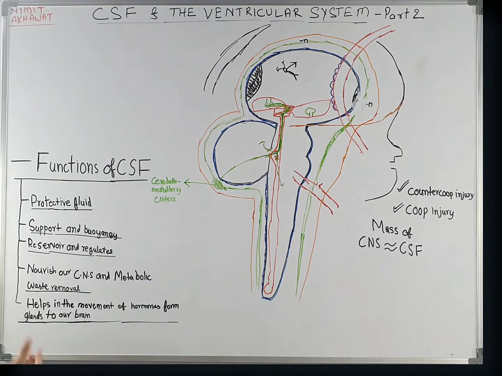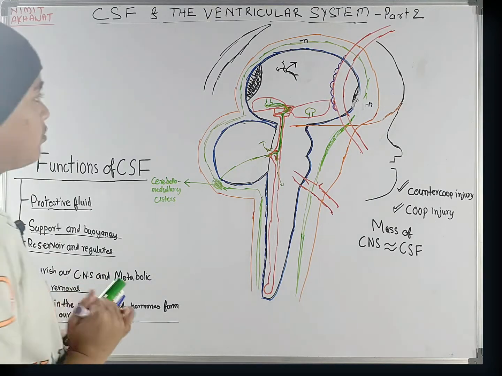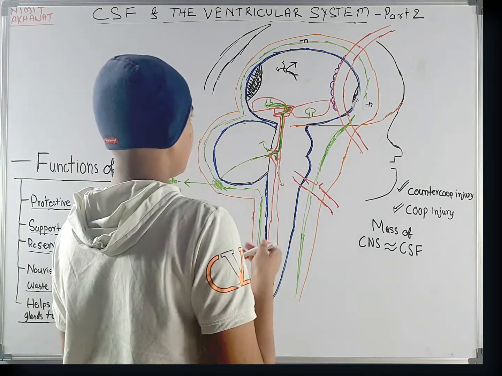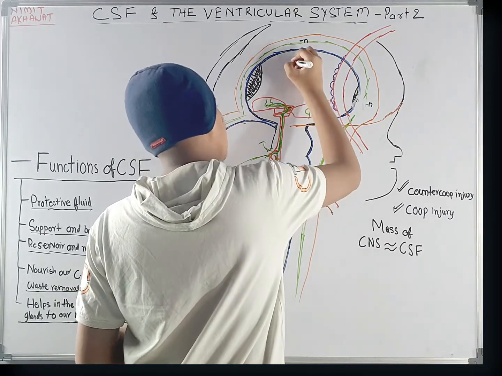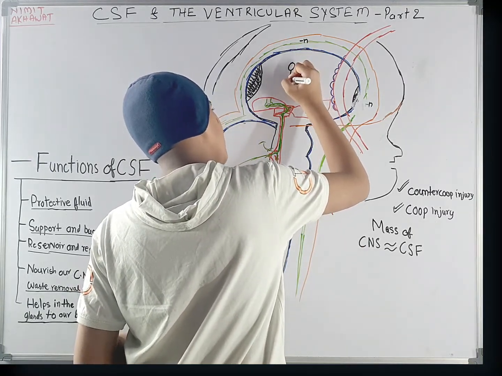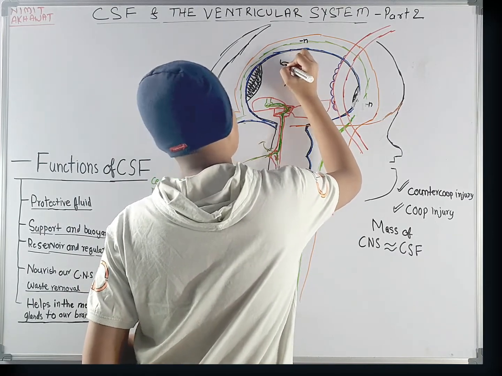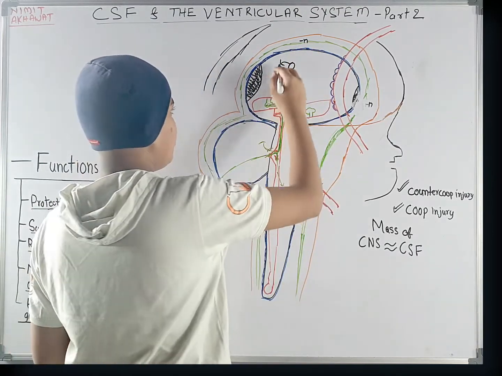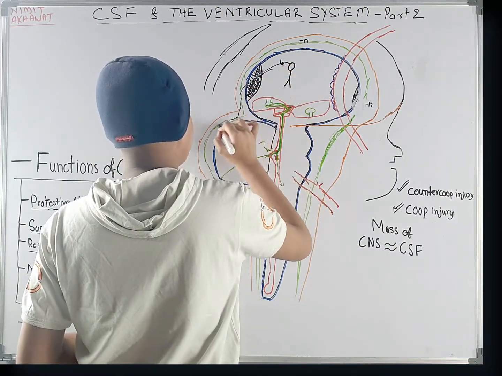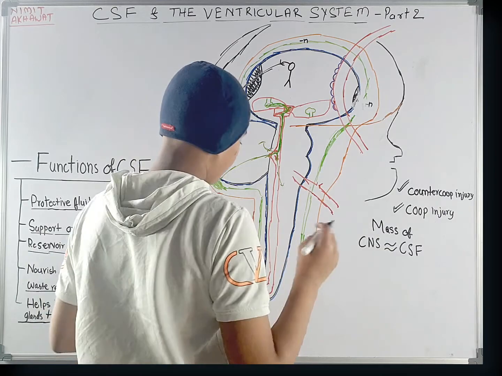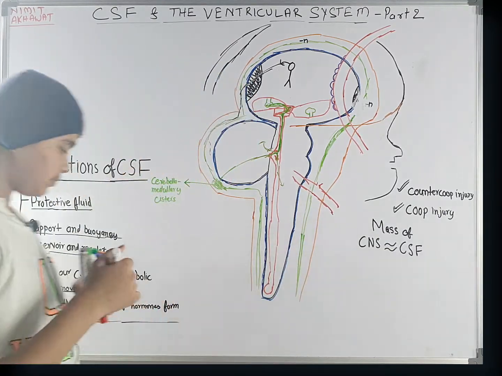and it acts as a metabolic waste remover because the glial cells which form our central nervous system produce some waste, and this waste is removed by the cerebrospinal fluid and keeps floating in cerebrospinal fluid until CSF is replaced.